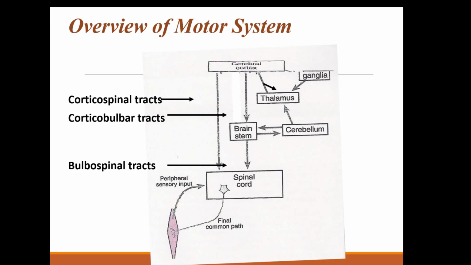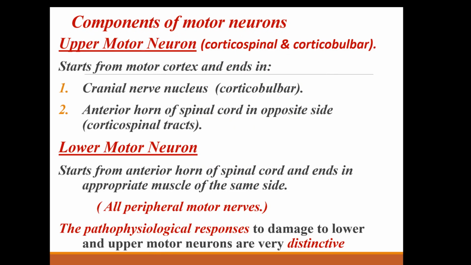Now, in an overview of the motor system, you can see that the cerebral cortex is going to give rise to the corticospinal tracts. Then the fibers are going to go to the thalamus and the basal ganglia, and again from the cerebellum the impulses are coming, which have regulatory functions. And so this is how the whole motor system works.